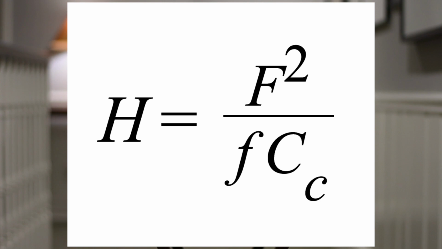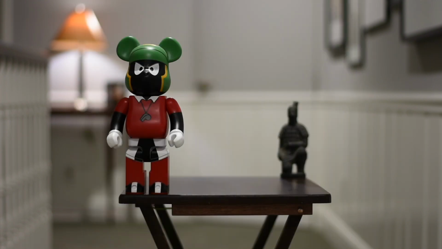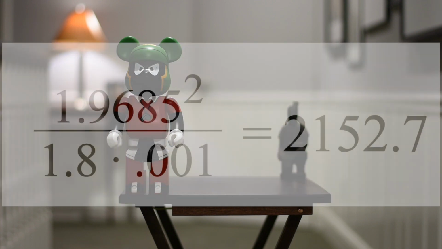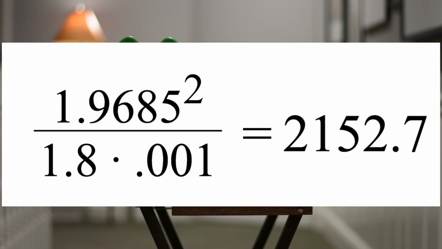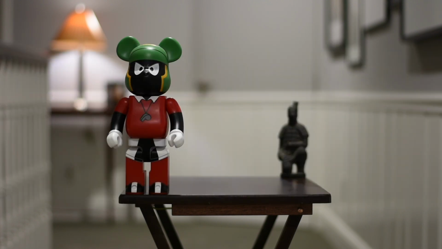The formula reads hyperfocal distance equals focal length of lens squared divided by f-stop of lens times circle of confusion. First, we have to convert our numbers into inches to make it easier to solve. If we plug in our setup, we get the hyperfocal distance of 2,152.7 inches, or 179.3 feet. We can now find the depth of field.